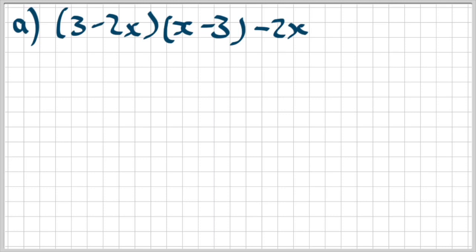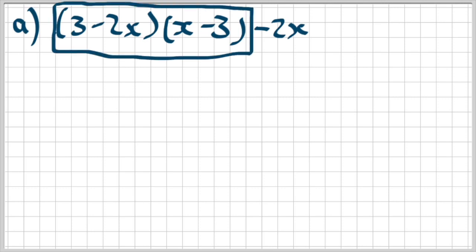Let's start with question A. When I look at question A, first of all, what do I see? I see there's a product there. So in other words, there's a multiply between brackets. And then I see that I subtract 2x. Listen to the difference. I see a product and then I see subtract 2x. There's a minus between the brackets and the 2x. So I can't go and distribute that negative 2x in. That is question B. But let's not run ahead of ourselves.